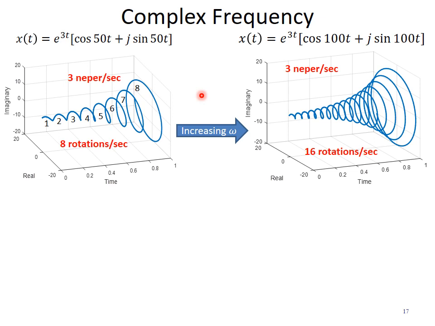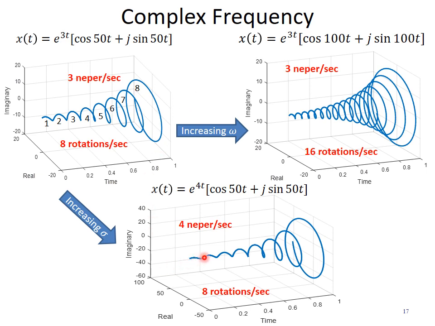Similarly, if we increase the neper frequency while keeping the radial frequency the same, you get the same number of rotations, 8 rotations per second, but the rate of change of magnitude is different, right? Here the final value of the magnitude was around 10, now the final value of magnitude is around 20. So here the frequency of the magnitude was 3 nepers per second, now we have 4 nepers per second. So you can see clearly that increasing or decreasing omega has an effect on the number of rotations, and increasing and decreasing sigma has an effect on the growth or decay of the magnitude of the complex signal.